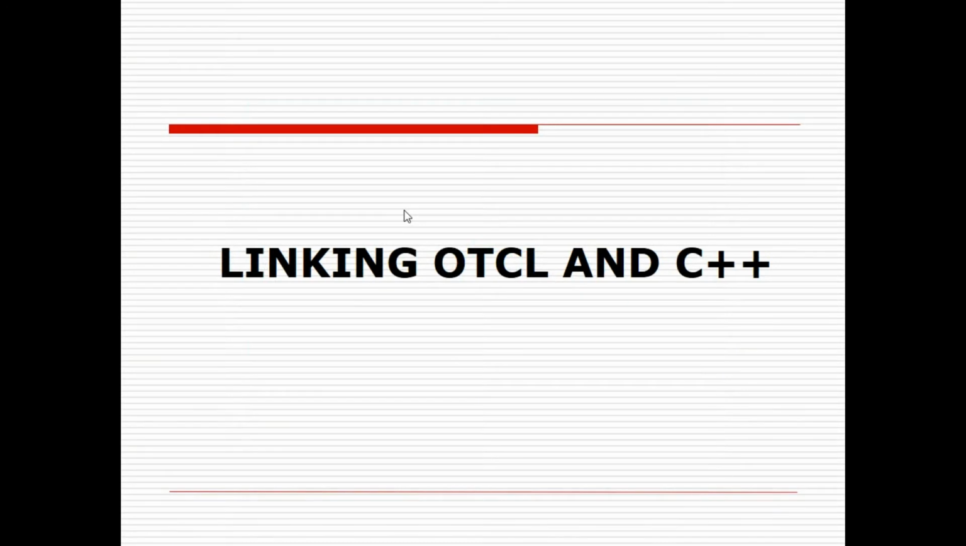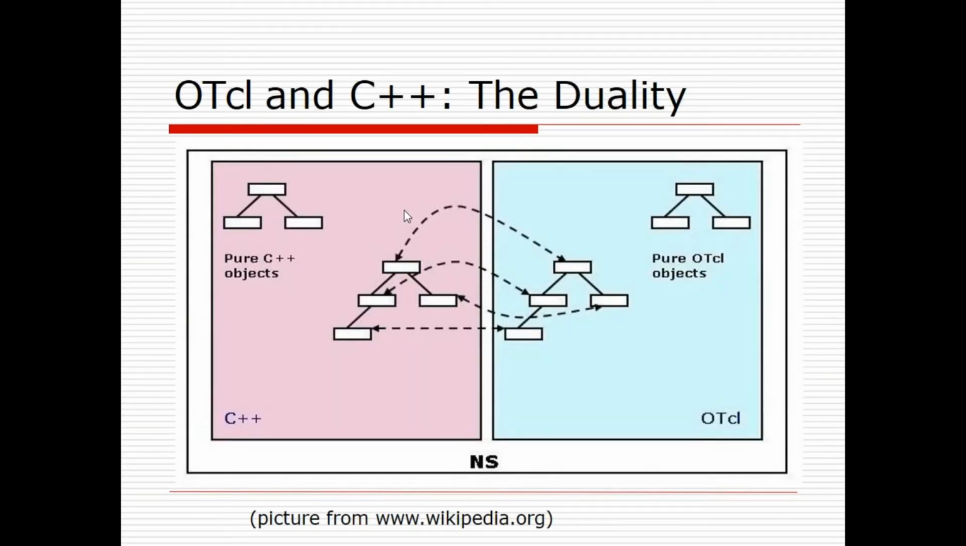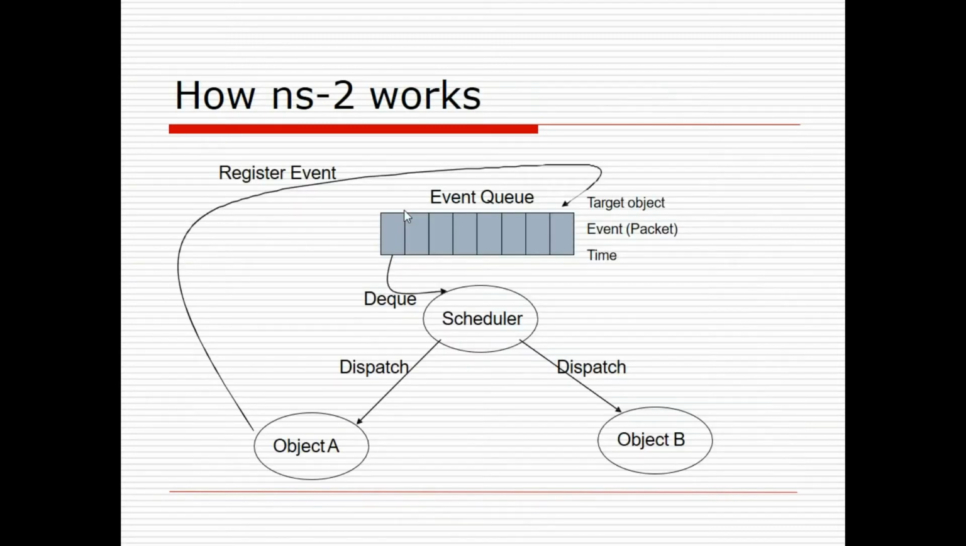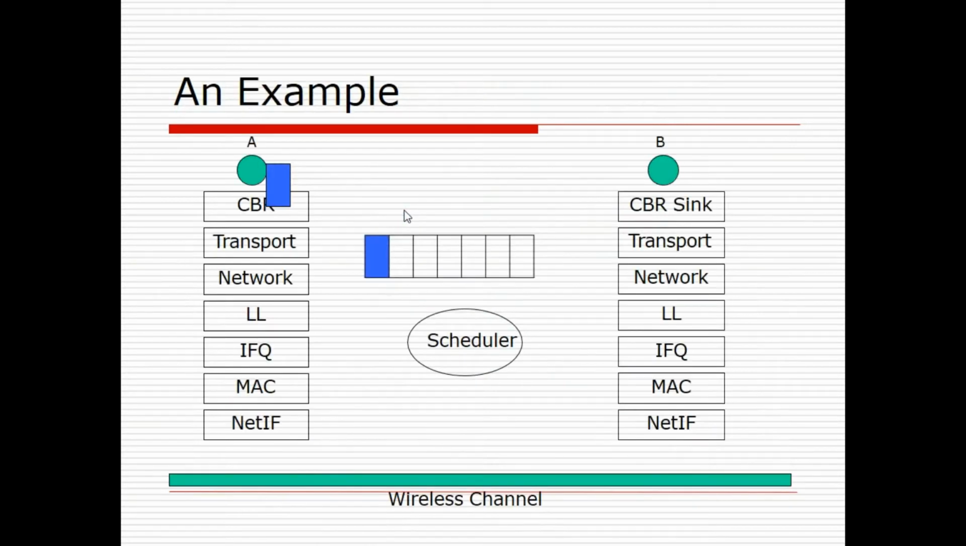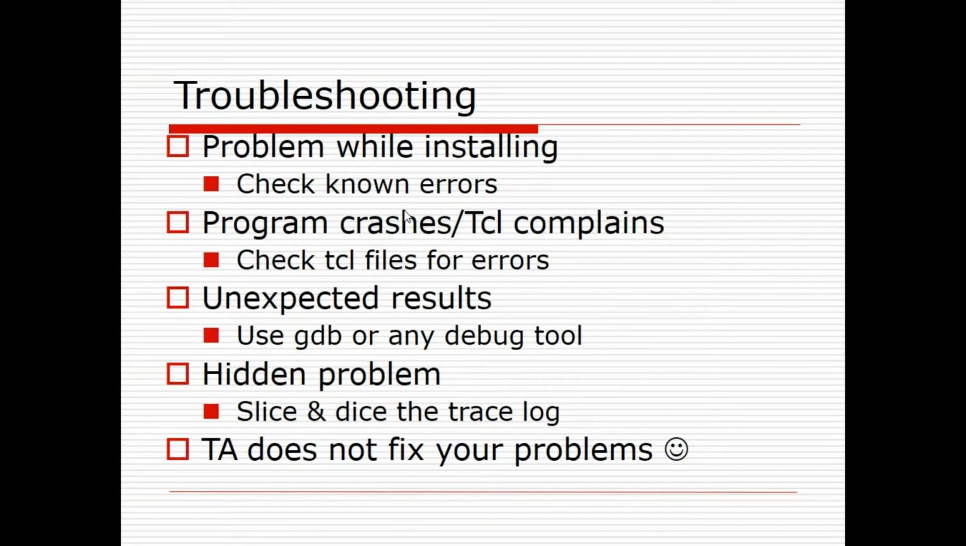So why are we linking OTCL and C++? Here you can see in the diagram, again I have taken this picture from wikipedia.org. Pure C++ objects are there and pure TCL objects are there, so they have proper collaboration between them. So how NS2 works, you can see that object A and object B, we have a scheduler, we dispatch, we dequeue, we event queue, target queue, etc. and register the events. Here you can see the example of a wireless channel, so net IF, MAC, IFQ, scheduler, etc. is all over there.